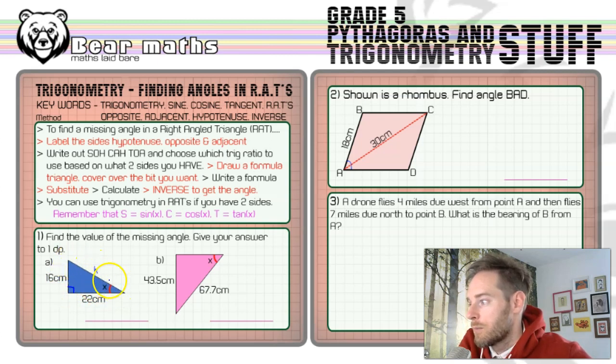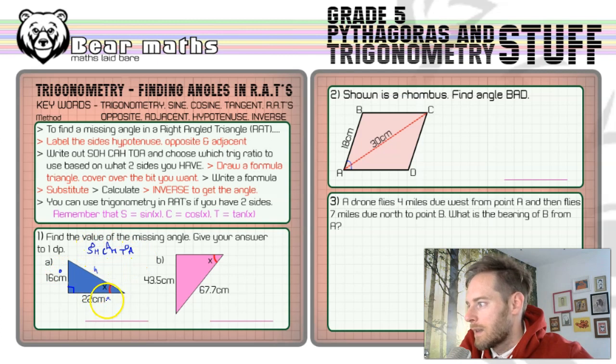That's irrelevant in this problem because there's nothing on it. So this is the opposite because it's opposite the angle we want, and this is the adjacent because it's next to the angle that we want. Okay, so we're going to write out SOHCAHTOA just like we did in the last video. You don't have to do this every single time if you're starting to get good at it, but it's useful to remember what you need to use.